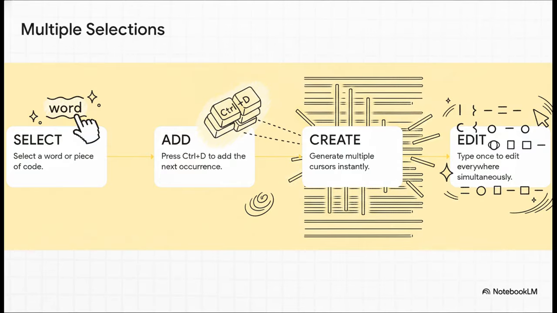And here it is, multiple selections. This is the feature that really puts Sublime Text on the map. Forget complicated find and replace commands. With this, you just select a word, you hit a simple key command like Control-D or Command-D, and bam, you instantly have a cursor at every single place that word appears. You type once, and it edits everywhere, all at the same time. I'm not kidding, it feels like magic, and it saves a ridiculous amount of time.